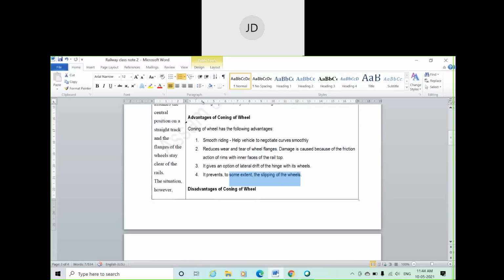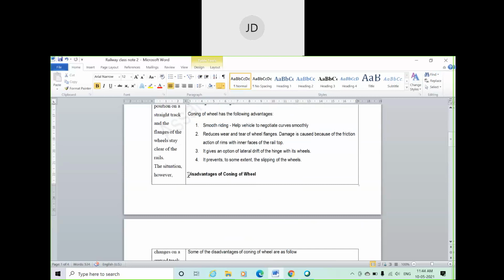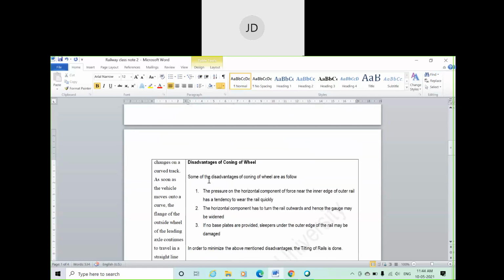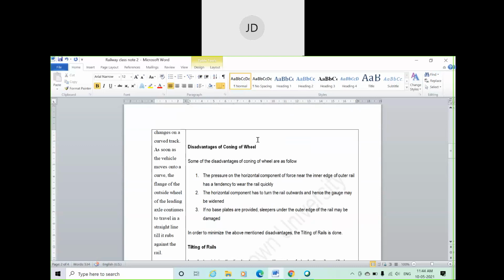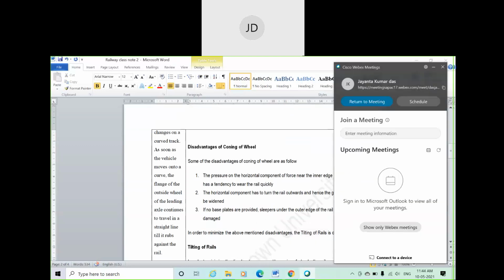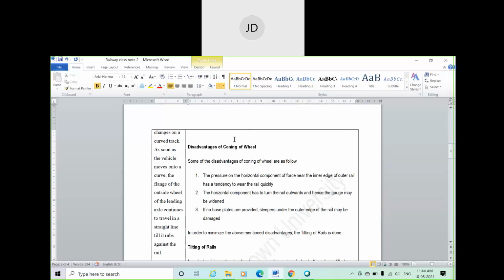Fine, so this is all about the advantages of coning of wheel. With this, some disadvantages also come. So let's discuss some disadvantages of coning of wheel. What are the disadvantages?